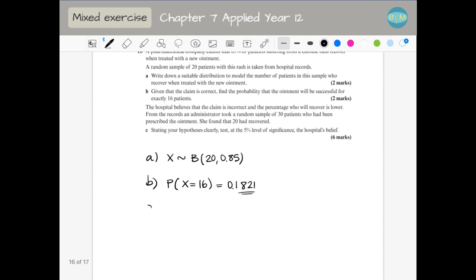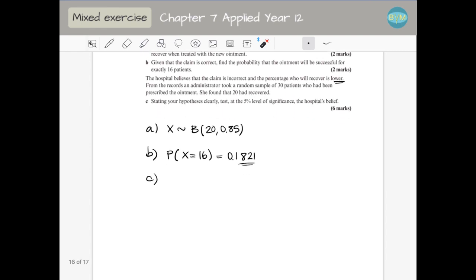And then part C. The hospital believes that the claim is incorrect and the percentage who recover is lower. This is important. From the records, an administrator took a random sample of 30 patients who had been prescribed the ointment. She found that 20 had recovered. Stating your hypotheses clearly, test at the 5% significance level the hospital's belief.